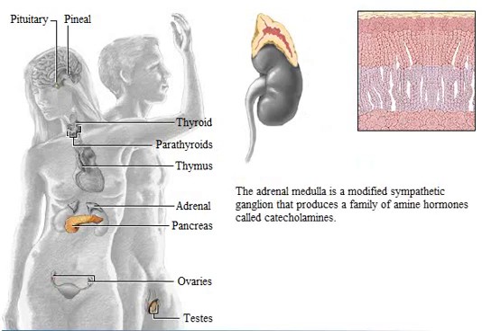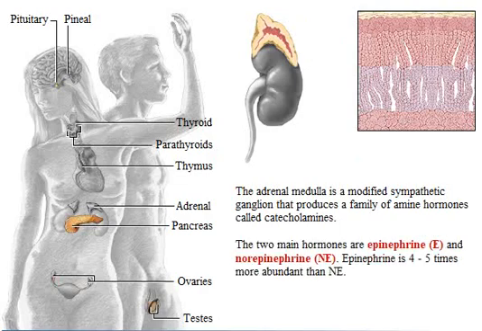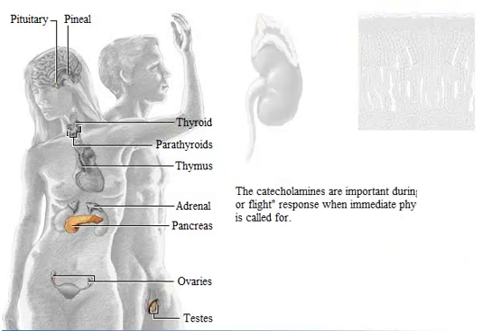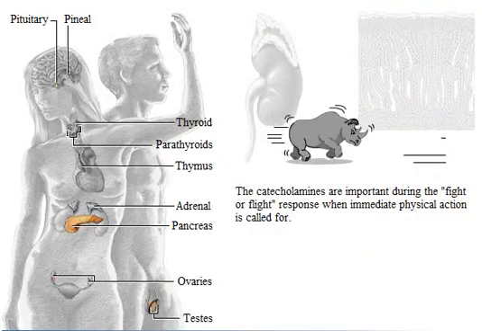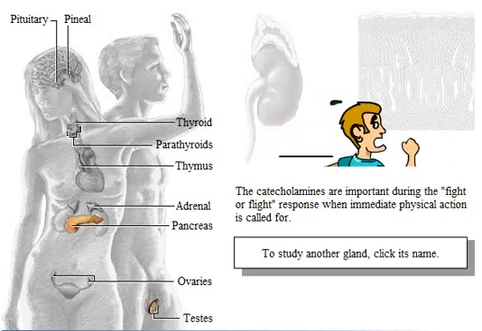The adrenal medulla is a modified sympathetic ganglion that produces a family of amine hormones called catecholamines. The two main hormones are epinephrine and norepinephrine. Epinephrine is 4 or 5 times more abundant than norepinephrine. We will study it in detail in Topic 5. The catecholamines are important during the fight or flight response when immediate physical action is called for. To study another gland, click its name.